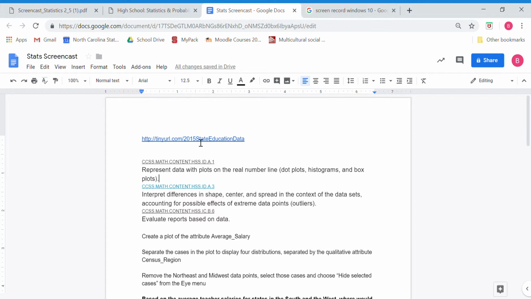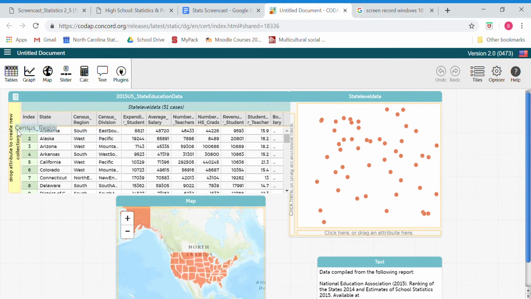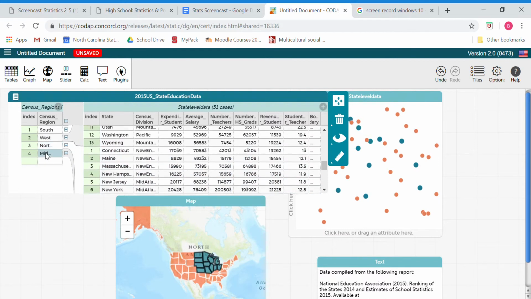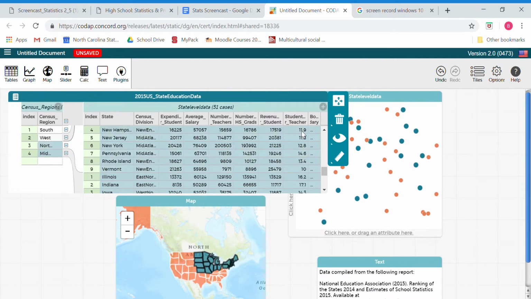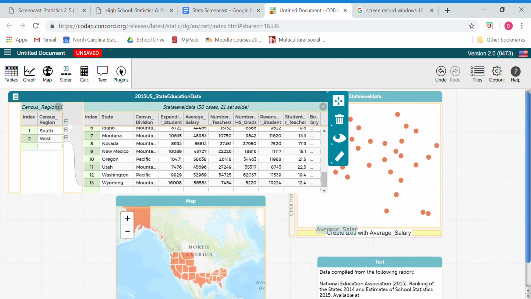So I'm just going to open this up right now. This is a bunch of data about the average salaries and other statistics about education in different states across the U.S. The first thing is we only want to focus on the South and West. So what I will be doing is getting rid of these two, and just hiding these, setting aside, if you will. And then I will just take the average salary data here, and throw it down here.